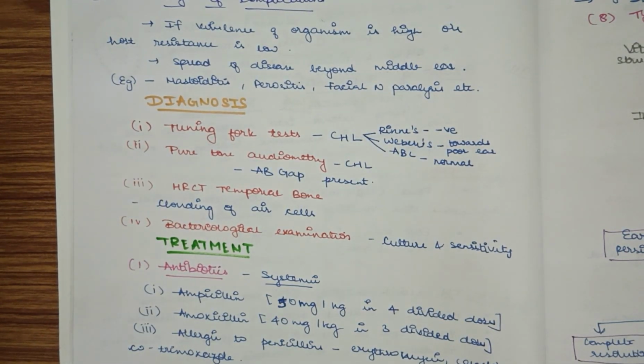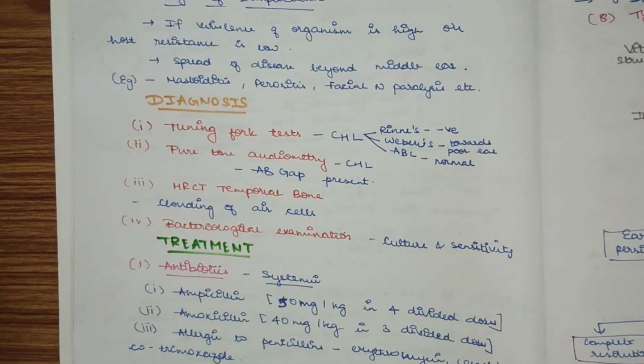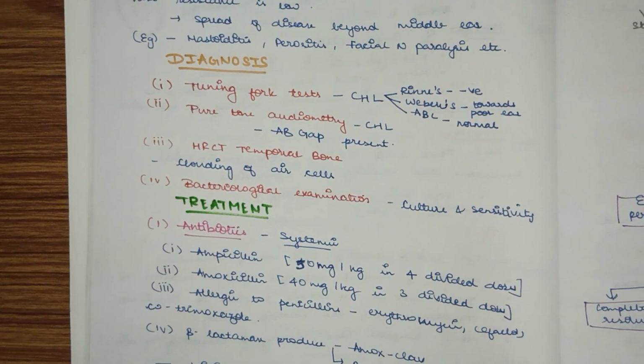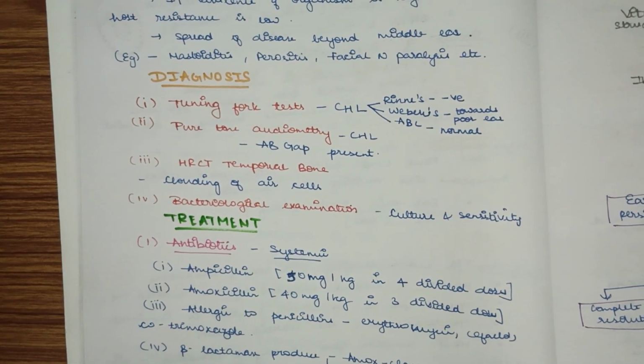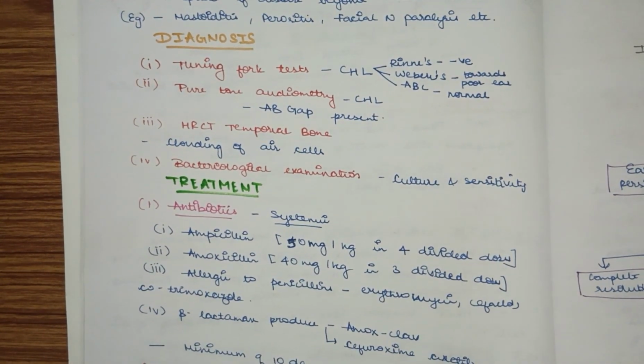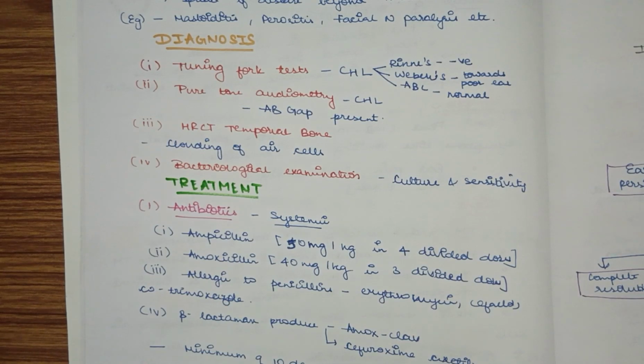Weber's test will be towards the poorer ear, and air conduction and absolute bone conduction will be normal. It is shortened in case of sensorineural hearing loss, but is normal in case of conductive hearing loss. Pure tone audiometry will reveal conductive hearing loss. This will be seen by the presence of an air-bone gap in the pure tone audiometry. And high resolution CT of the temporal bone will reveal clouding of air cells.